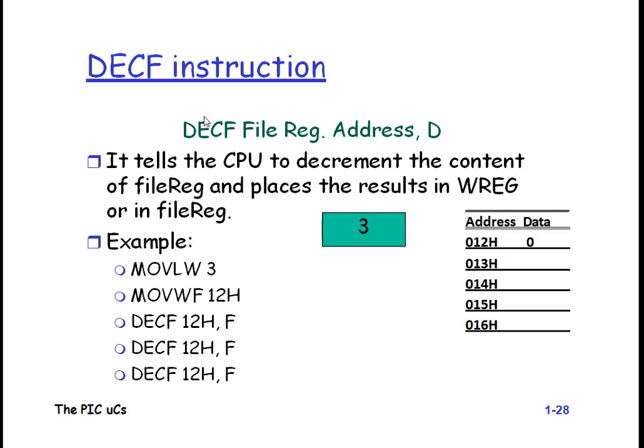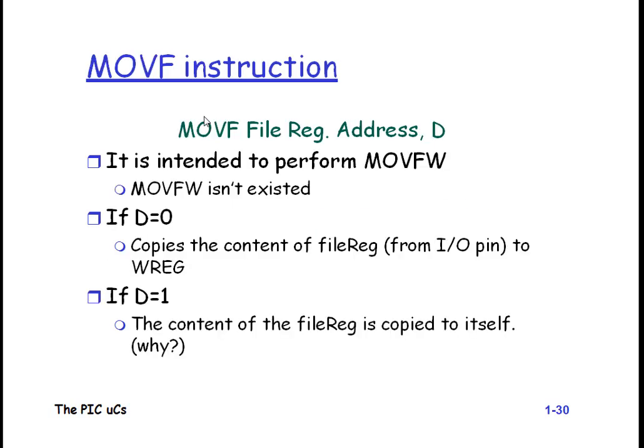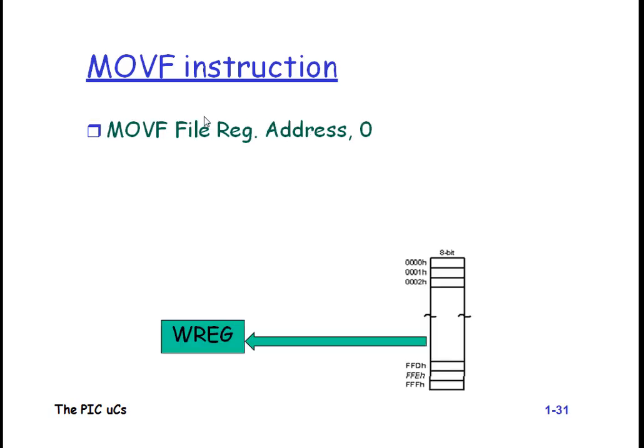The DECF instruction tells the CPU to decrement the content of the file register and place the result in the given register. In this example, you see that it will decrement and then store the result in a file. Like the MOVF instruction, it is also intended to perform some function with a condition. If D is equal to 0, it will copy the content; if the condition is changed, it will not copy the contents.